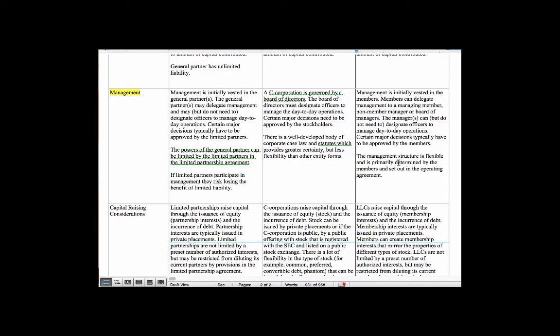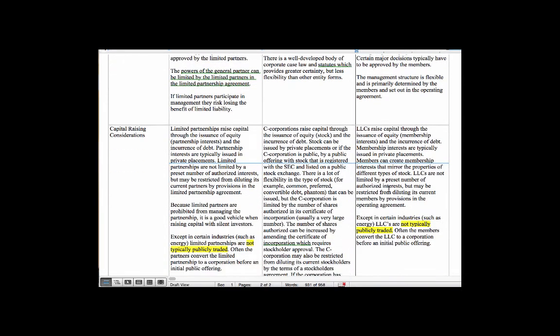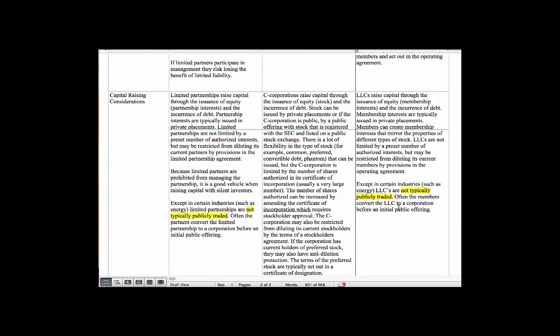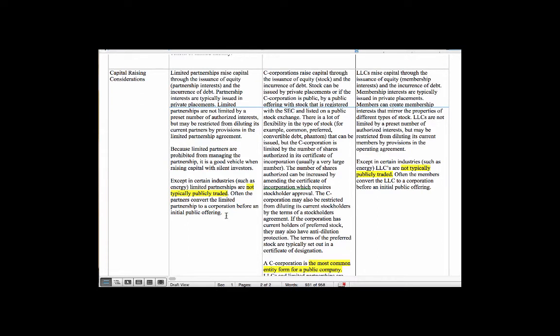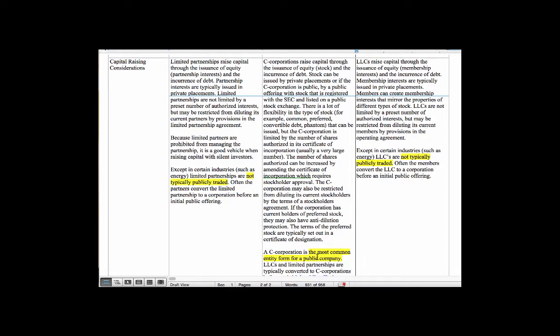Now, what could those compelling reasons be? Well, here's probably the biggest one, and that is LLCs are generally speaking not publicly traded, and limited partnerships are generally speaking not publicly traded. And the most common form of entity for a public company, meaning one whose shares or equity interests are traded on a public stock exchange, is a C corporation.